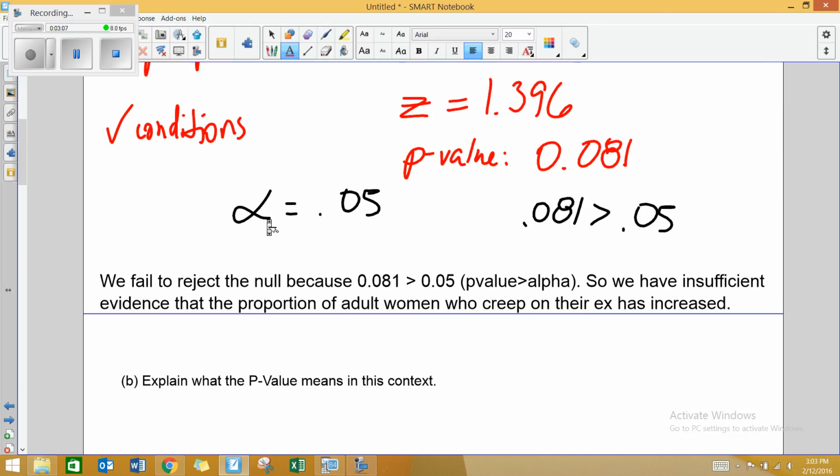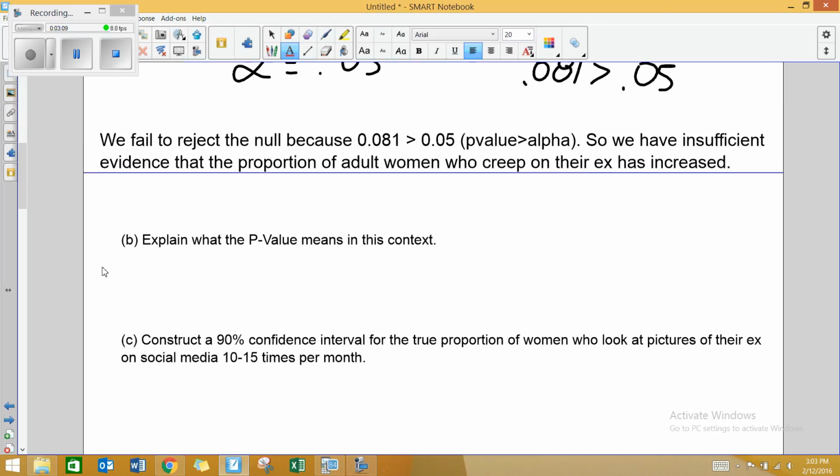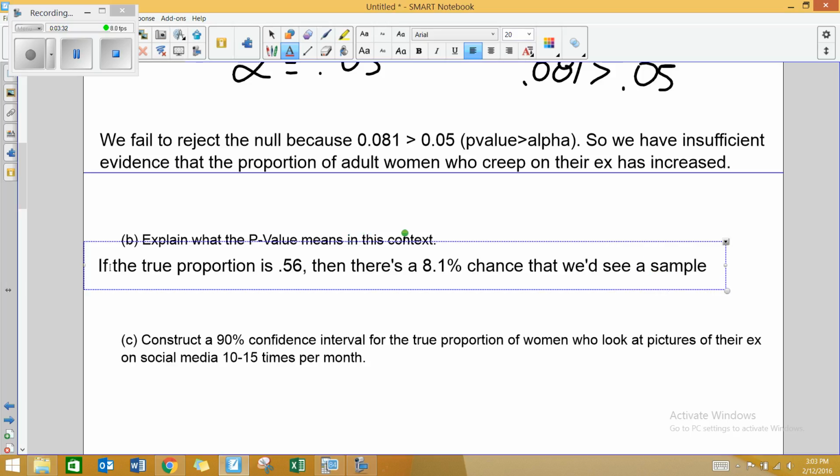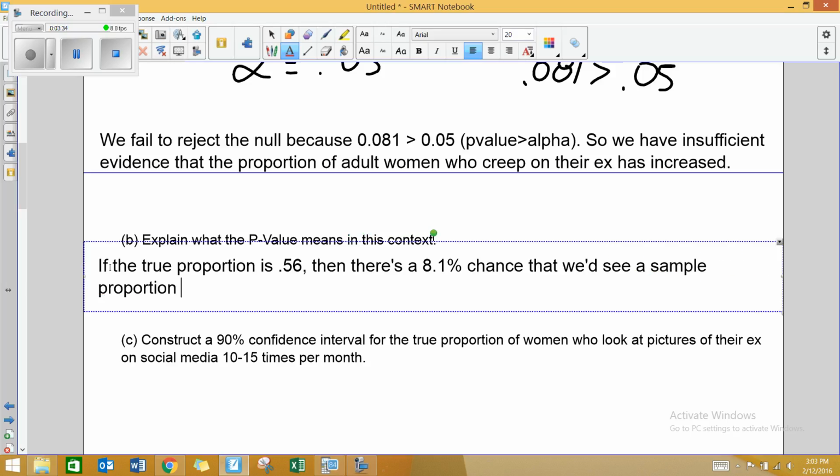Well, our p-value was 0.081, so that means if the true proportion is 0.56, like Cosmo advertised, then there's an 8.1% chance that we'd see a sample proportion of 0.6 or more unusual.